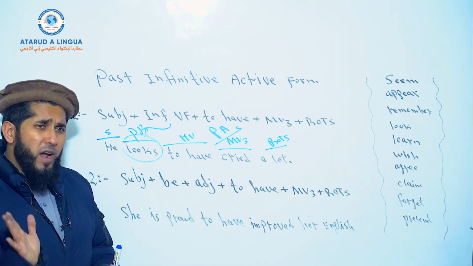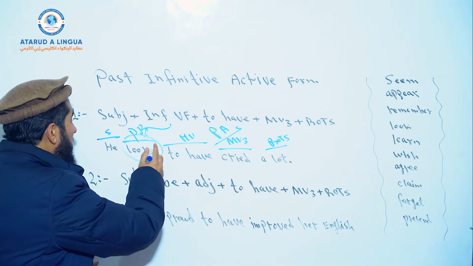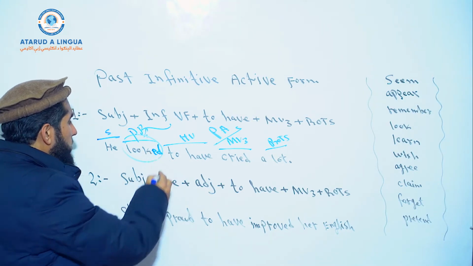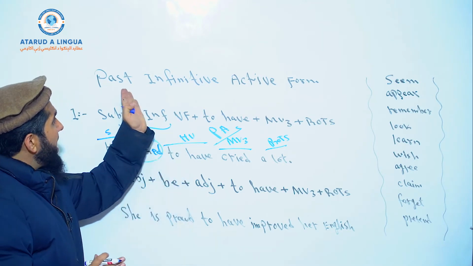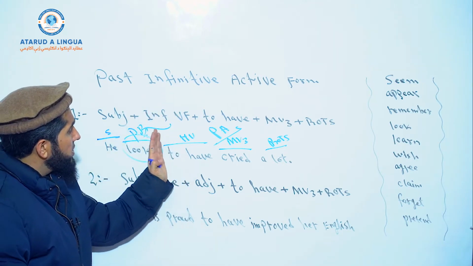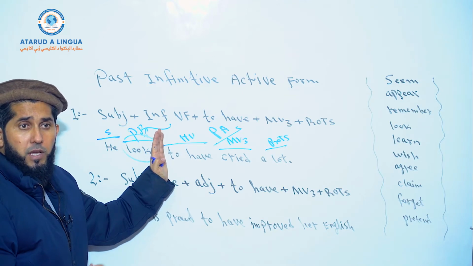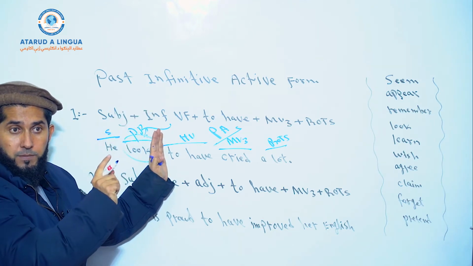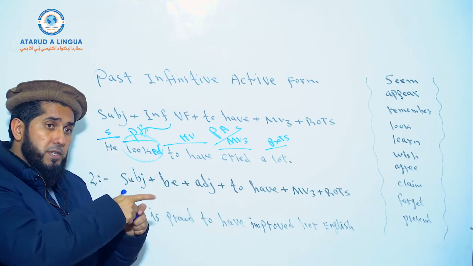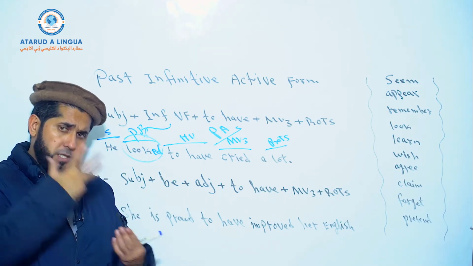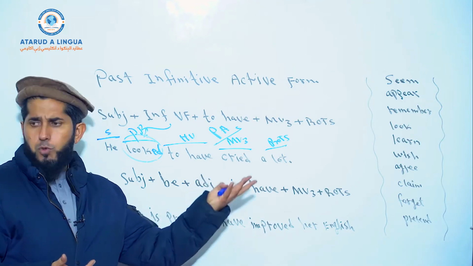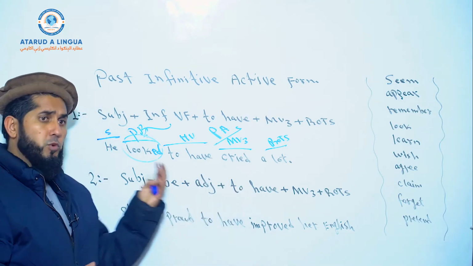And don't be surprised to see that it could be he looks or he looked. It could be simple past tense. Your tense doesn't matter. See, the past infinitive active form starts here, to have, and then main verb in third form, okay? So the past infinitive active or passive form can be used in simple present tense, in simple past tense, simple future tense, okay?